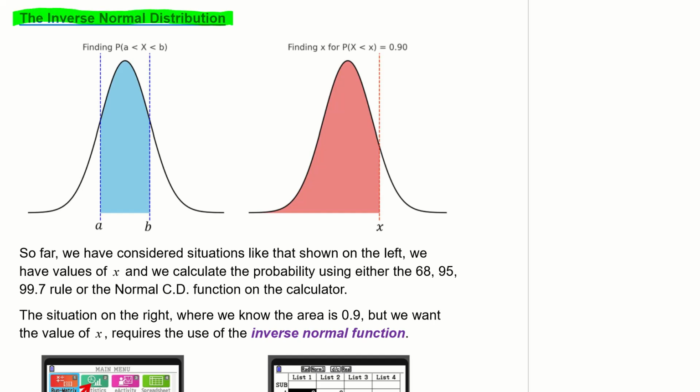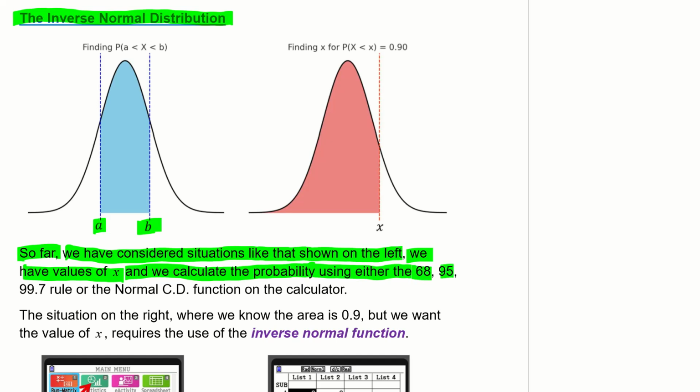The inverse normal distribution. So far, we have considered situations like that shown on the left. We have values of x, so in this case, we're going between a and b, and we calculate the probability using either the 68, 95, 99.7 rule if we don't have a calculator, or the normal CD function on the calculator, as we've seen in the last few examples.